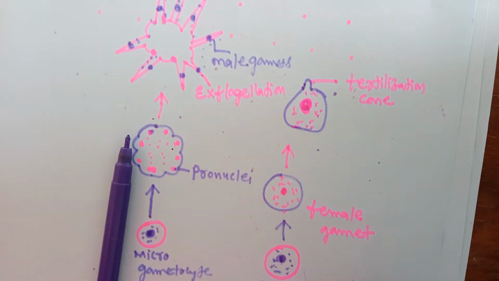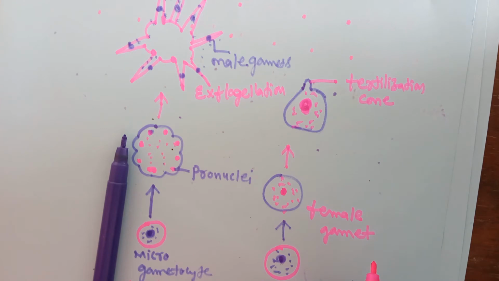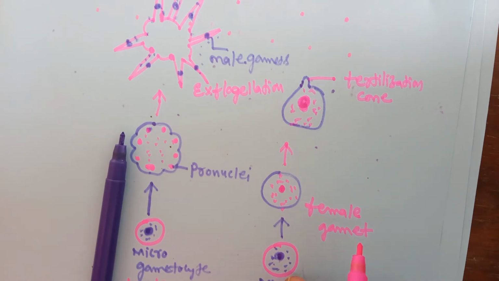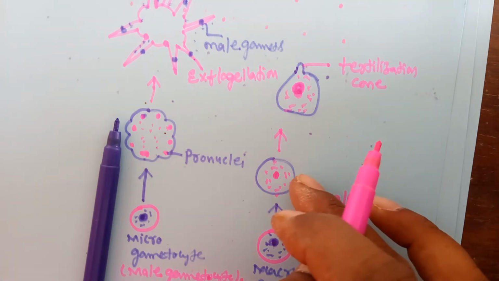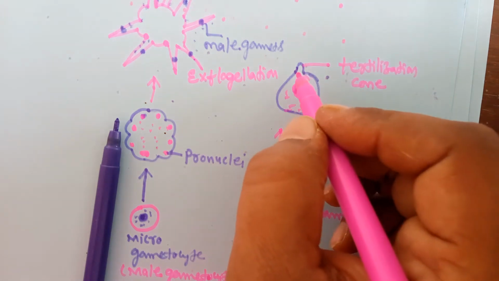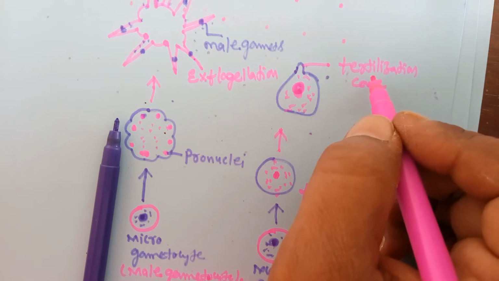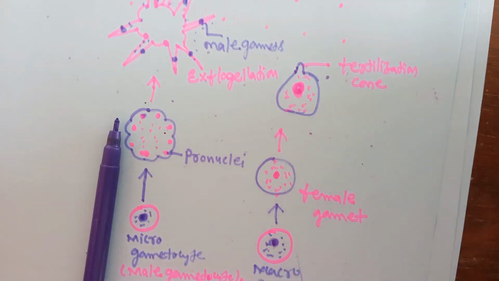This is the cytoplasm. Once again, the macrogametocyte is also called the female gametocyte. It can divide and produce the female gamete. The female gamete can further divide and mature, and on the anterior side one cone-like structure is formed, which is called the fertilization cone.